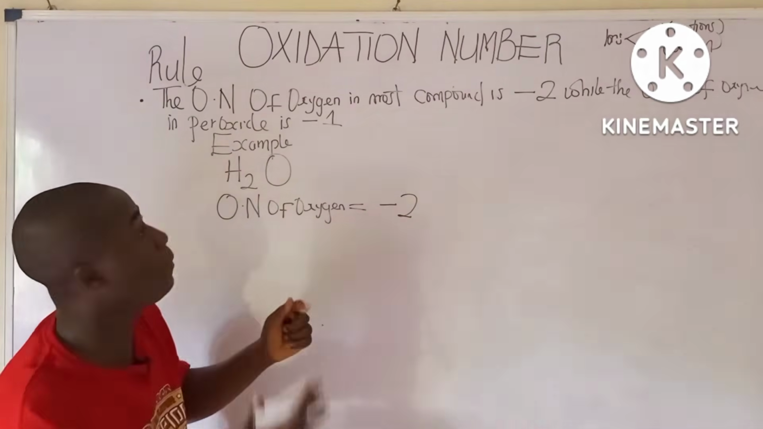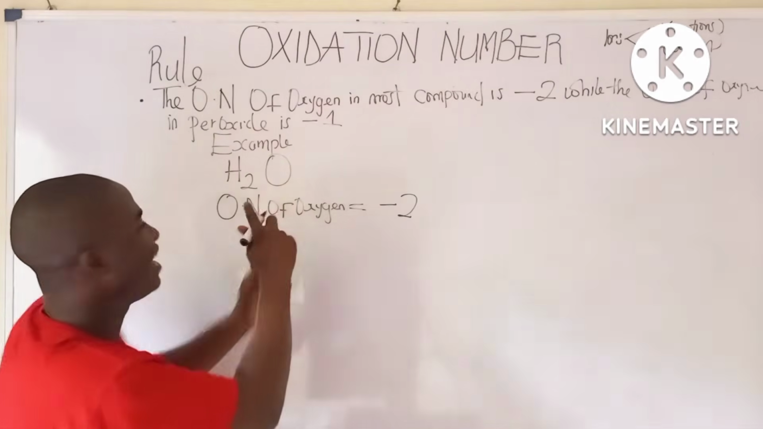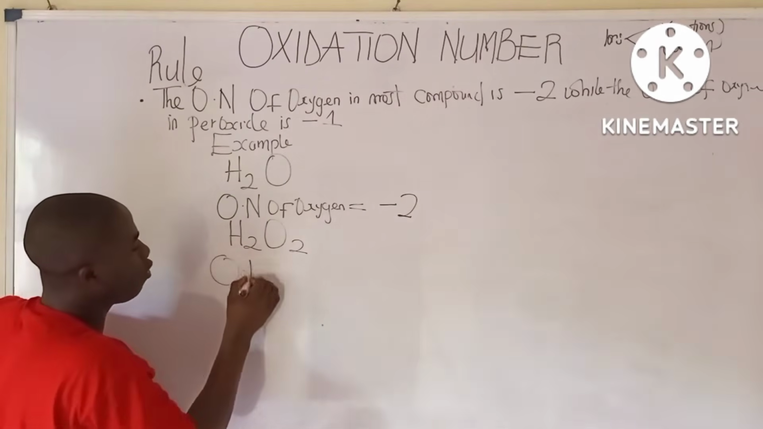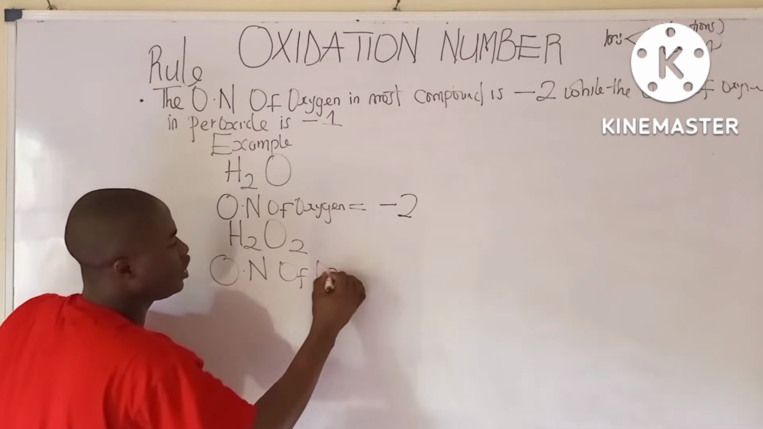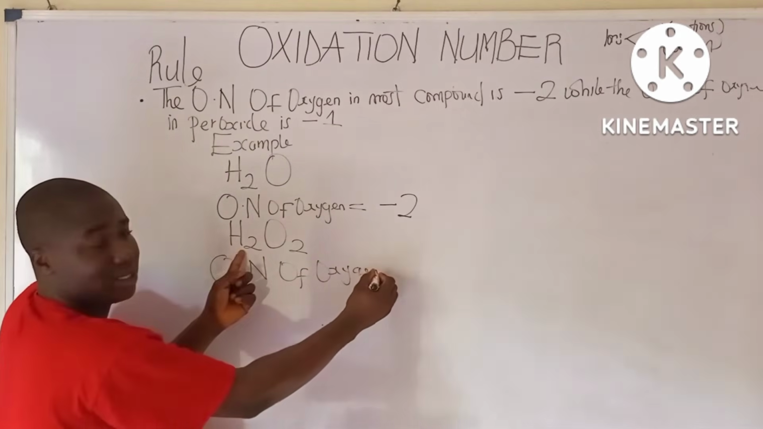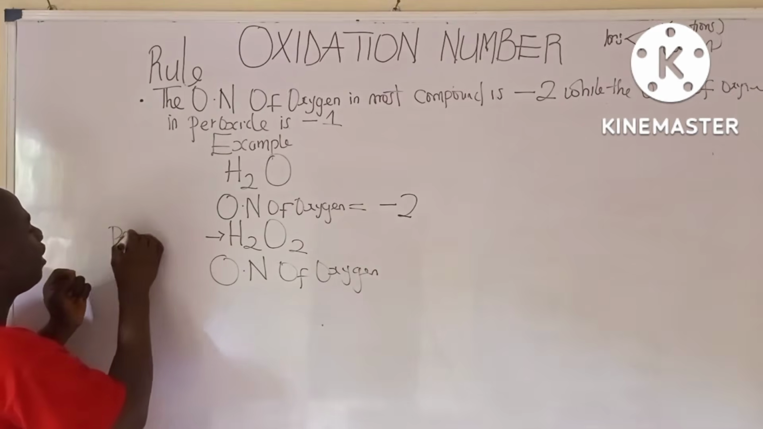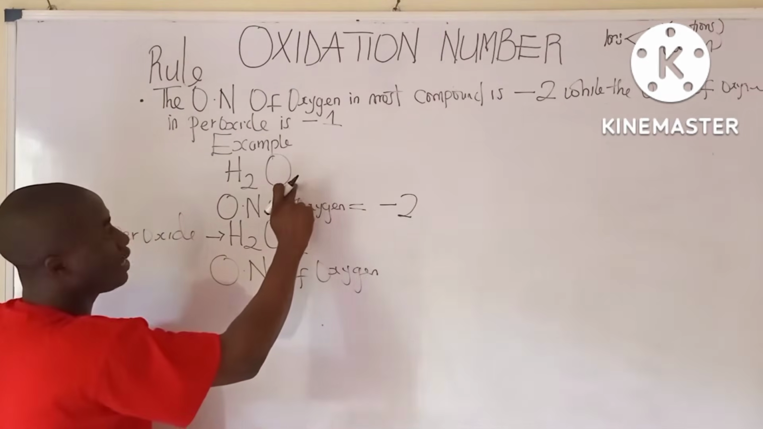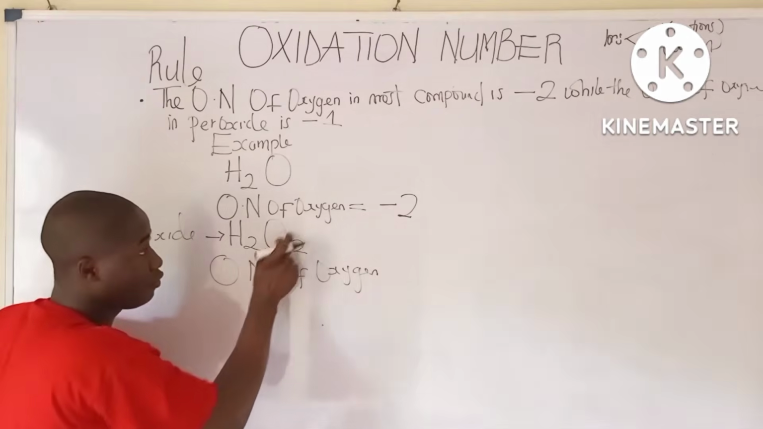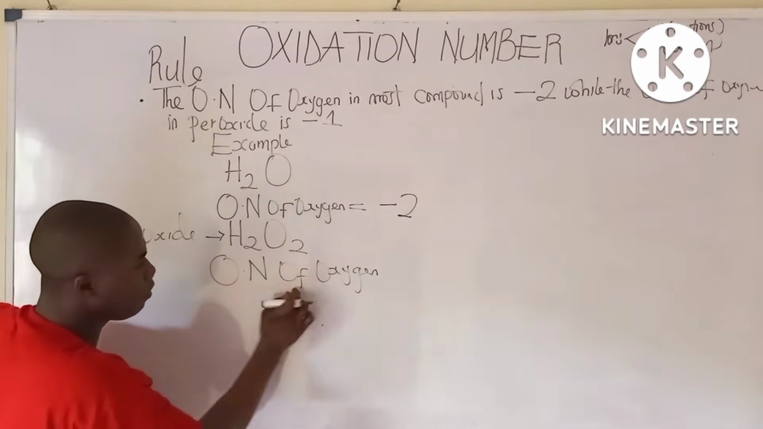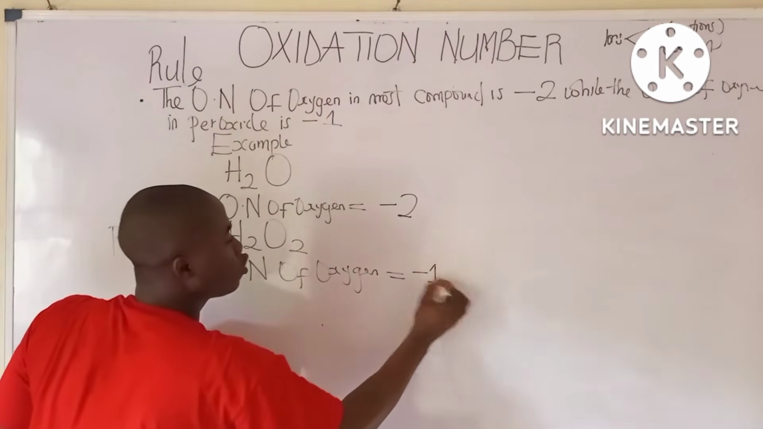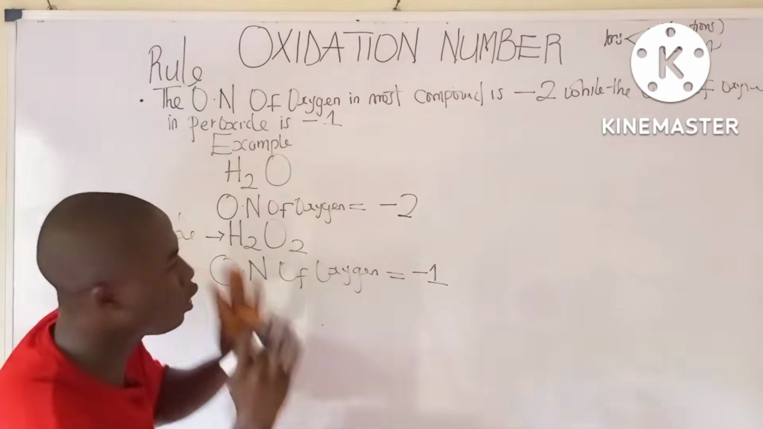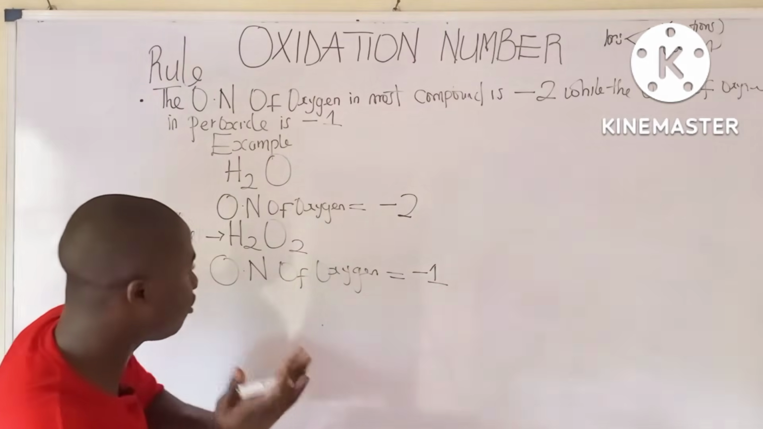For us to have a peroxide, we will add oxygen to this. So let's say we are having H2O2. What becomes the oxidation number of oxygen in this particular compound, which is a peroxide? This compound is a peroxide because there's an addition of oxygen. Here was one atom of oxygen, here are now two atoms of oxygen. So the oxidation number of oxygen here becomes -1. That is what we are trying to say with this particular rule. You have to take note of this rule. It is very important.